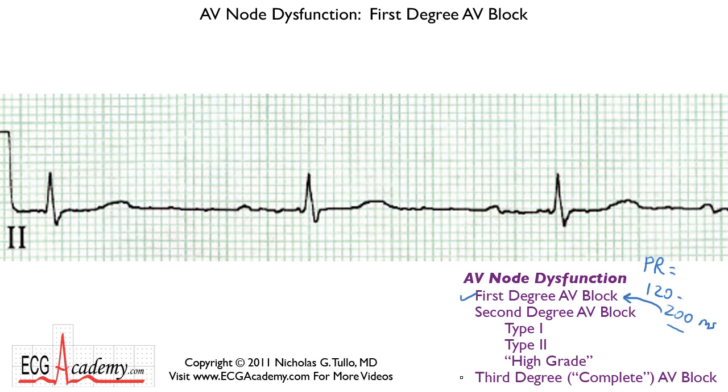Third degree AV block means that none of the P waves conduct, and we'll be talking about that in the last lesson of this series. Second degree AV block is a condition where some of the P waves fail to conduct, but some get through.